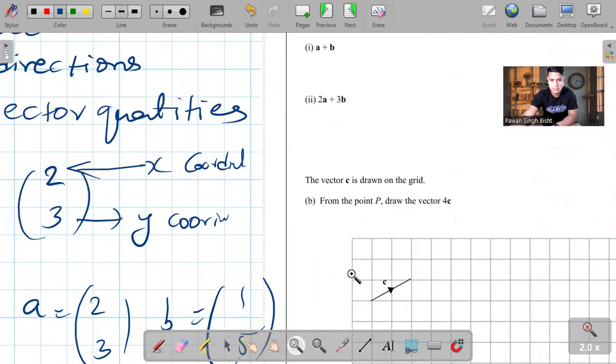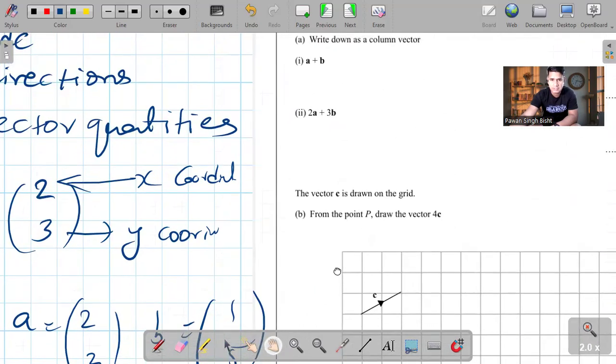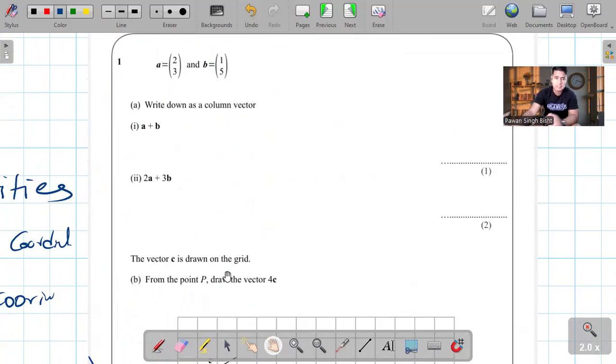So let's start with question number one. Part A: it is given that column vector A is (2, 3) and column vector B is (1, 5). We add x with x and y with y. So the x coordinate is 2 plus 1, which is 3, and y is 3 plus 5, which is 8. That will be my answer.